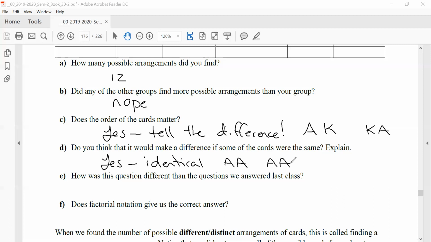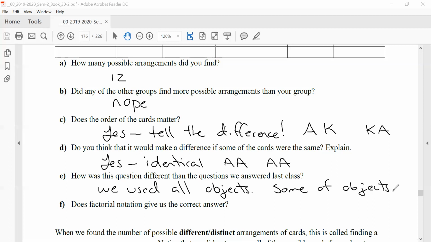How was this different than last class? Well, last class we used all our objects. This class, we're using some of the objects. Not all, some.